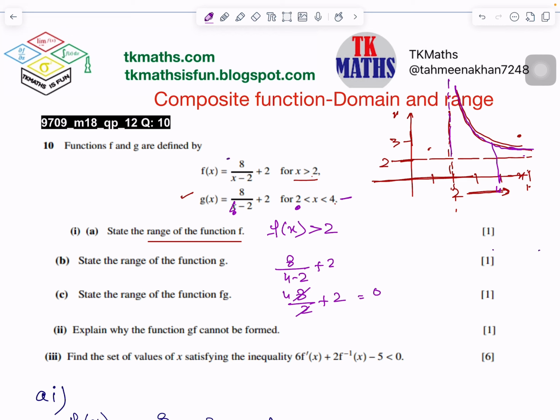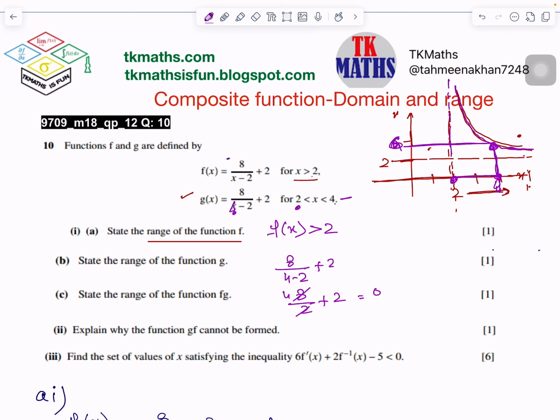So at 4, suppose this is 4, you will get 6 here. Now what is happening? You cannot take a value greater than 4. So this is your largest value of x and this is your smallest value of x, 4 and 2.